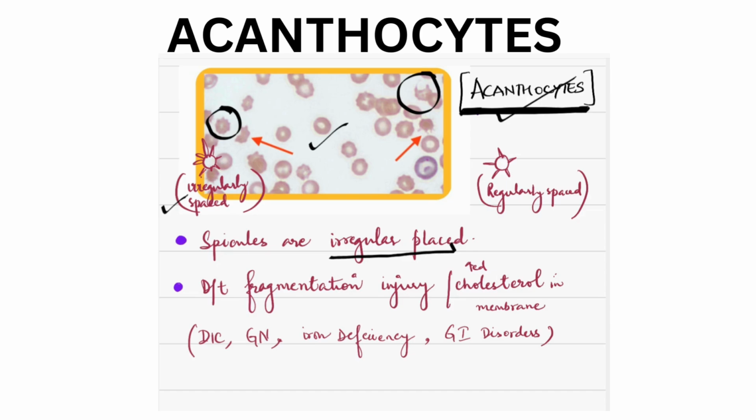and you have to report it because it can be due to fragmentation injury, or maybe increased cholesterol in the membrane, like in DIC, or glomerulonephritis, like if there is something wrong with the kidney. And in severe forms of iron deficiency, this can happen. In GI disorders, it can happen. So if you see acanthocytes with irregularly placed spicules, spikes, or thorns, just report them.